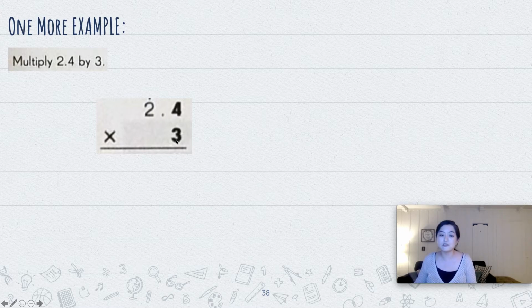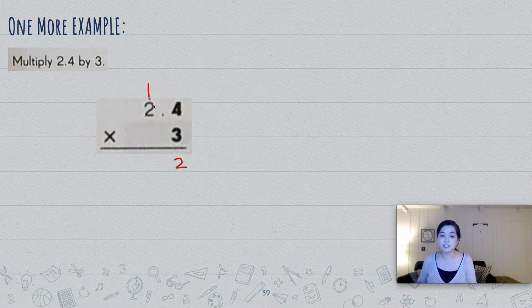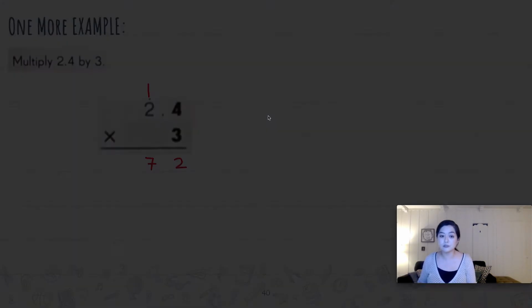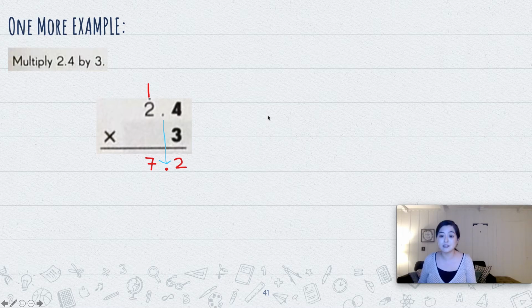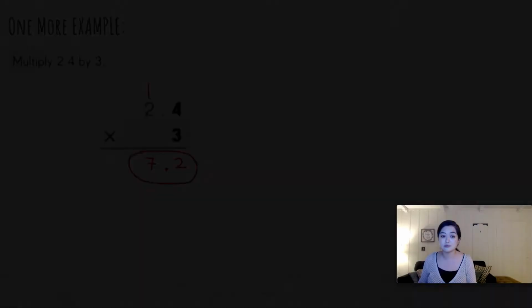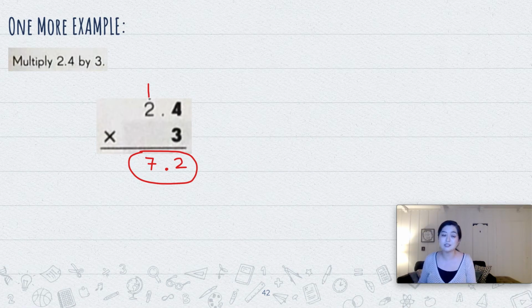So 4 times 3 is 12. Put the 1 here. Now I have to do 3 times 2, which is 6, then add the 1, which is a 7. And now I'm going to drop the decimal point straight down. Okay, so now it's 7.2. And that's your answer of 2.4 times 3.